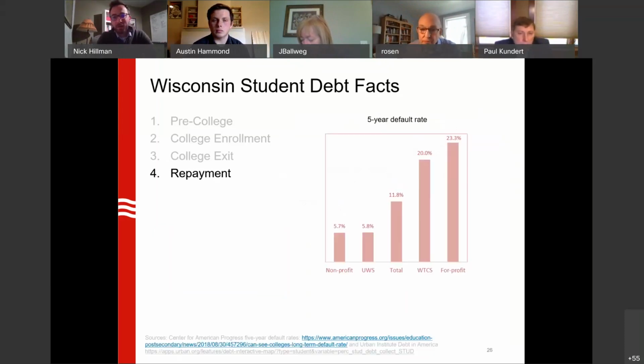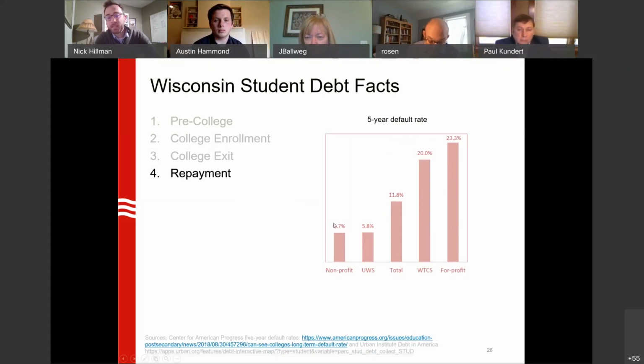A couple more slides to share, and then we're going to transition to some policy discussion. In terms of loan repayment, this is the student loan default rate over 5 years. After a student enters repayment, you track them for 5 years. Usually you just do this for 3 years, but this was a request that the Center for American Progress made to look at these numbers at 5 years out. And across the state, about 11.8% of borrowers are defaulting on their federal loans within 5 years of entering repayment.